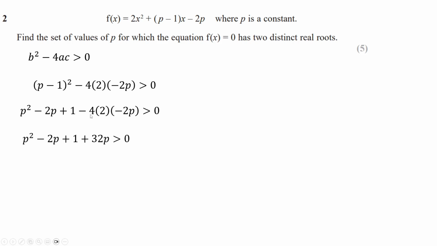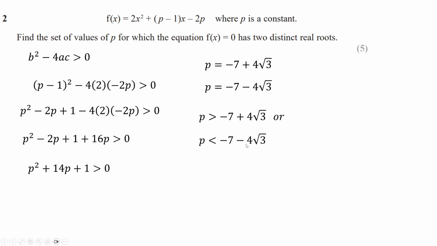Sorry, I had to correct that because that should not have said 32. It should have said plus 16p, so this is p squared plus 14p plus 1. It's greater than 0. You can't even factorize that, so just put it into the quadratic formula. You'll get this and you'll get that. It needs to be greater than 0, so you're going to want anything that's bigger than this and anything that's less than that. So it's that or that.